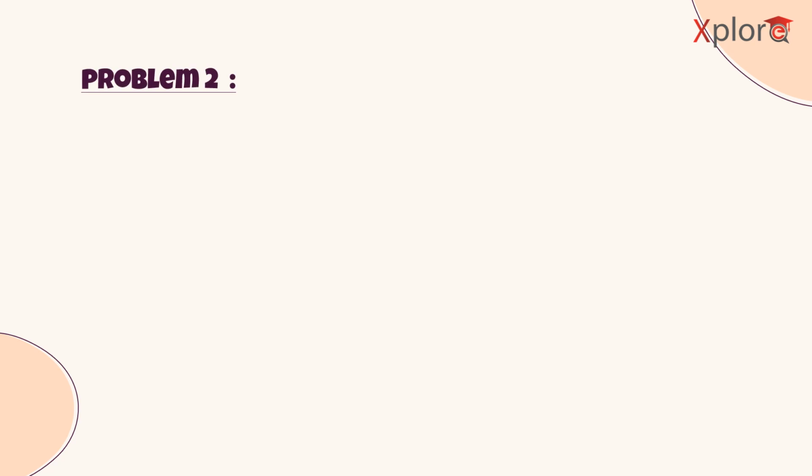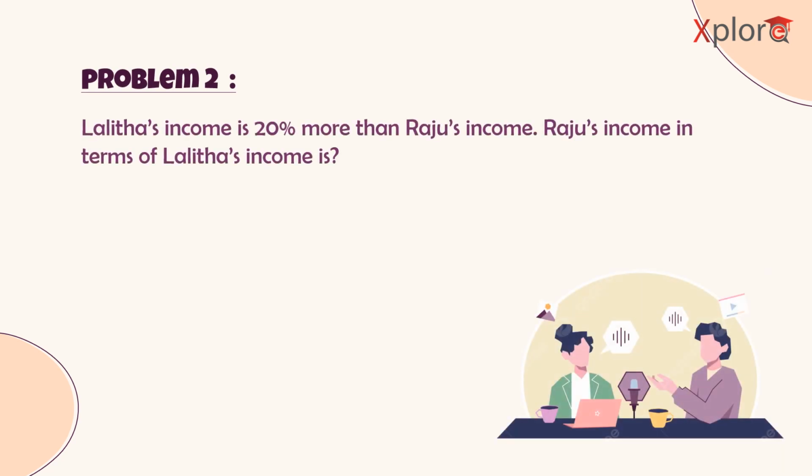Let's solve another problem now. Given the question is, Lalita's income is 20% more than Raju's income. Raju's income in terms of Lalita's income is. So we need to find out Raju's income in terms of Lalita's. So let's see the solution.